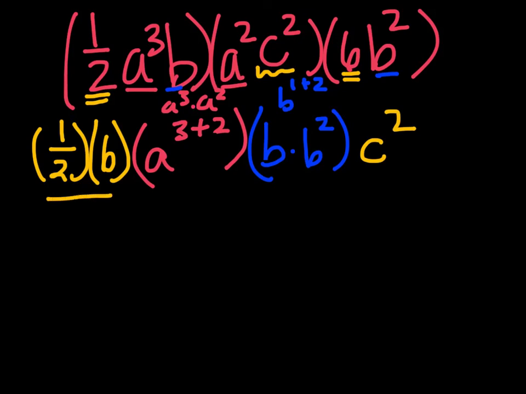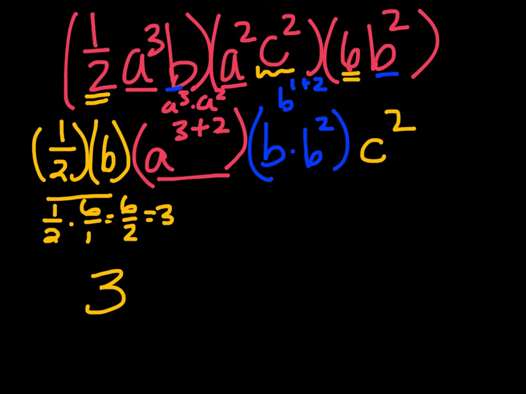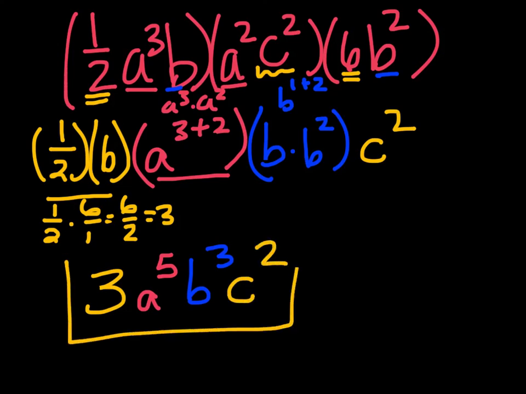So let's do the math. 1/2 times 6 is essentially 1/2 times 6 over 1, which is 6 over 2, and I multiply straight across, which is 3, so 3. A to the third times a squared is a to the fifth. And then we have b times b squared is b to the third. And last term, c squared. Done. Final answer. Hope this helps.